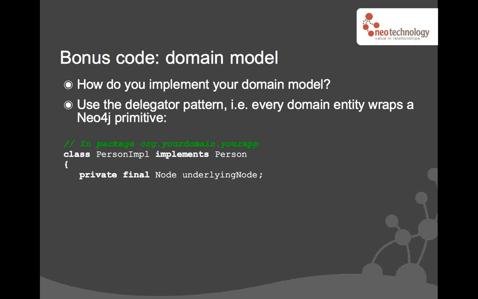Well, it turns out that it's very straightforward. Let's assume that you have that one person interface with getName and setName. Then the class that you use to implement this, let's call it PersonImpl, using a graph database, will look something like this. It will implement that person interface, and the core attribute of this class is called underlyingNode. And it's actually the only attribute of this.